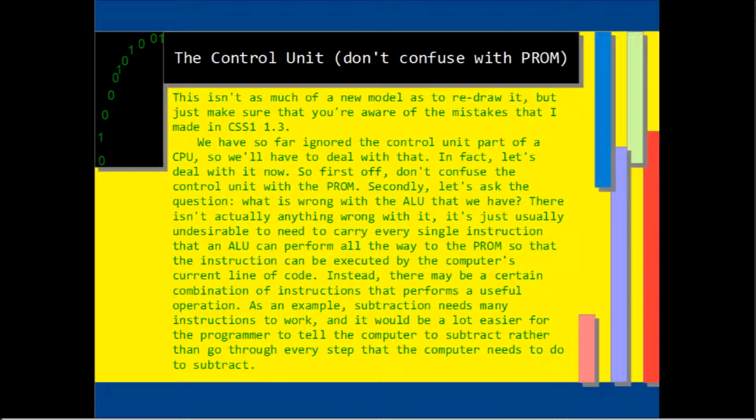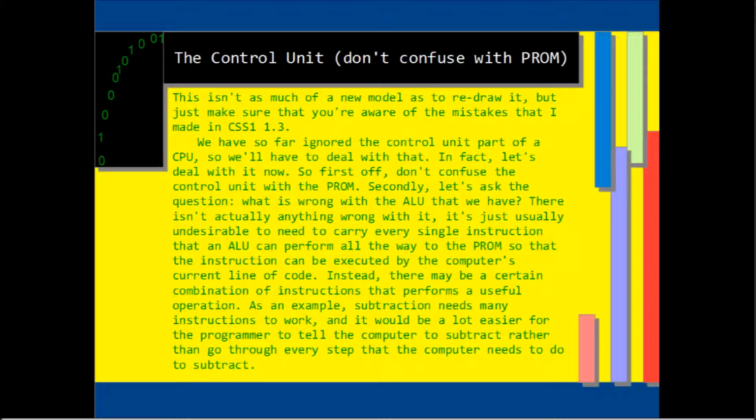So, like I said, we need to go over this control unit. We don't know what it is there, or at least you don't know what it is yet, so I'm going to have to deal with that. In fact, let's deal with it now. So first off, don't confuse the control unit with the program ROM. By that I mean you might think that the program ROM, because it decides what the computer's doing and when it's going to do it, is sort of a control unit in itself. Don't call it a control unit, because the control unit is something that kind of makes your life a bit easier as a programmer. It's not the PROM, don't get them mixed up.